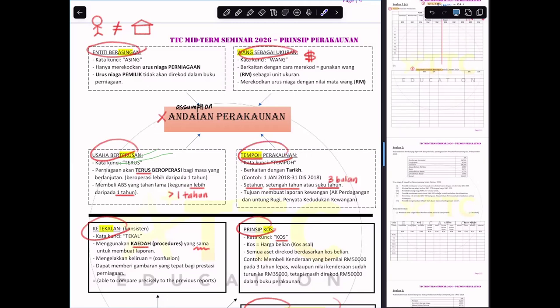So if you see the question telling that tempo perakaunan, they mention what's the date from the starting of the year until end of the year, they're stating a period with specific date, and also they mention setahun, half a year, 3 months, we call it as suku tahun, then the answer is tempo perakaunan. That's the keyword to answer the question.